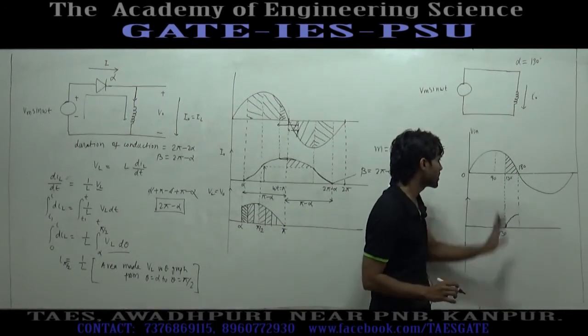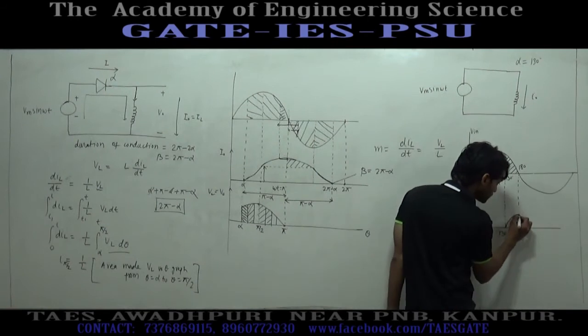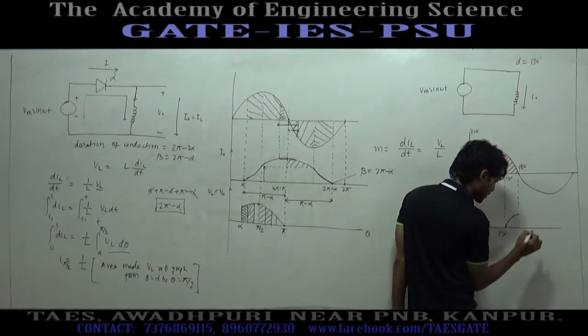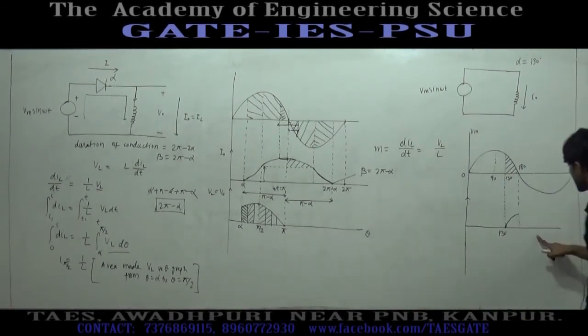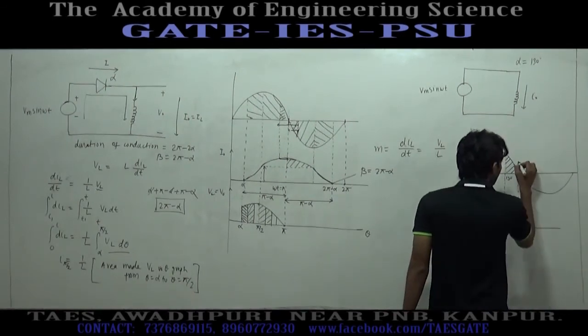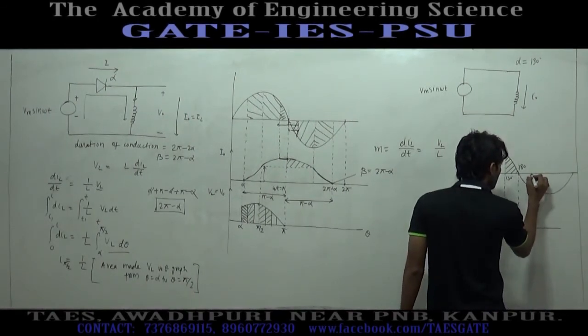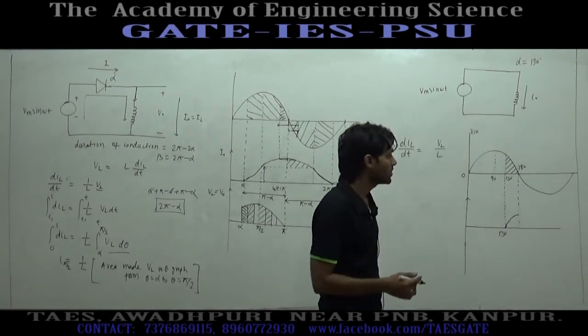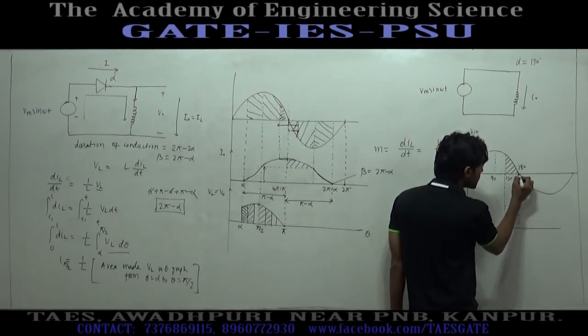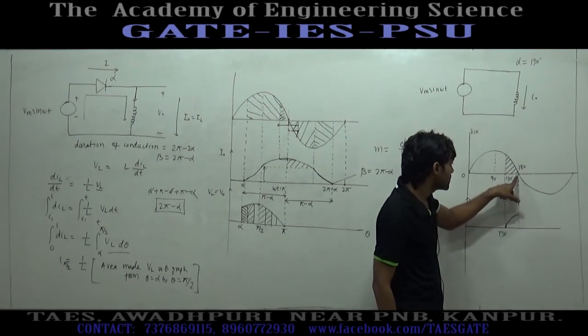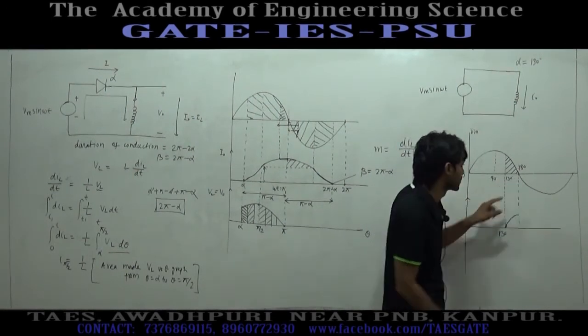From 130 to 180 degree, now we have to find out the angle at which the inductor current becomes 0. After this point, voltage is becoming negative. So, the inductor current will rise and the area made by inductor voltage is symmetrical about this point.